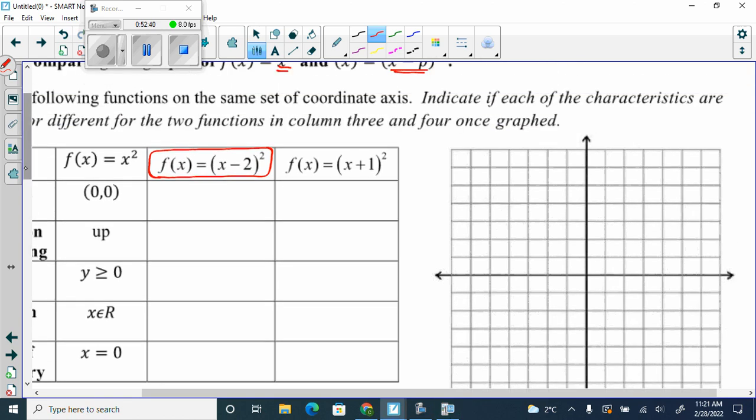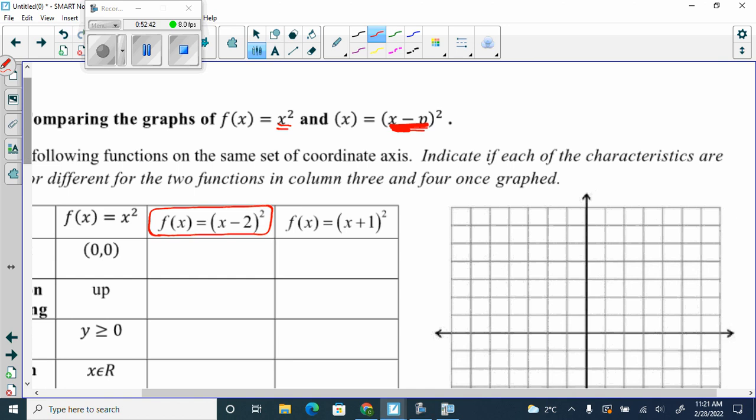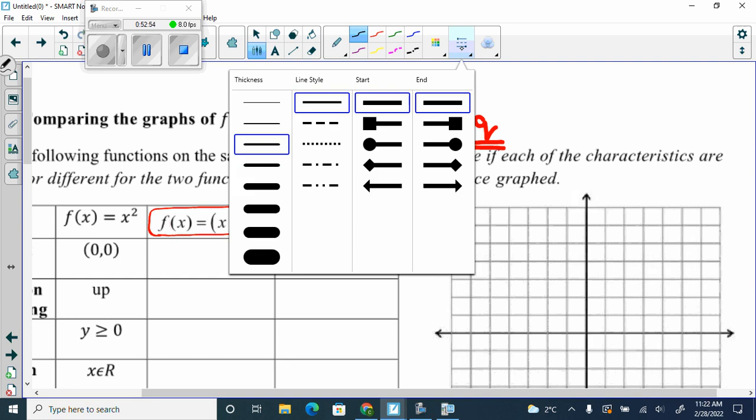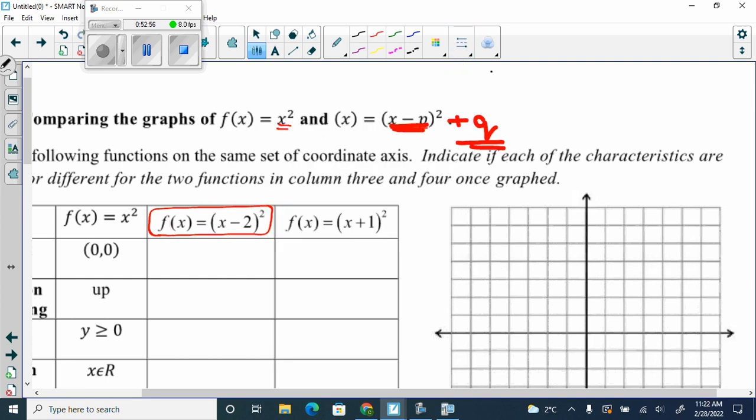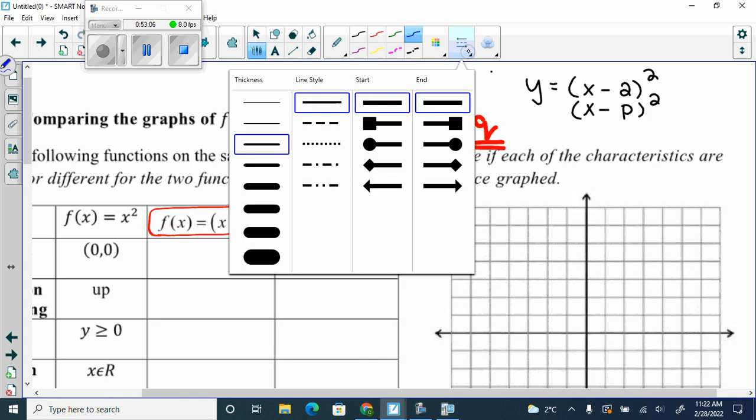If you look here, this has an x minus p in it, correct? It was a plus q at the back. So the q just did whatever it was. If it was positive, it goes up. If it was negative, it goes down, correct? This one actually has a minus sign in it. So if I have the equation y equals x minus 2 squared, it's x minus p squared. The p actually matches up with not the minus 2.